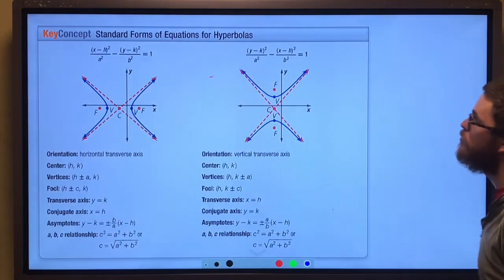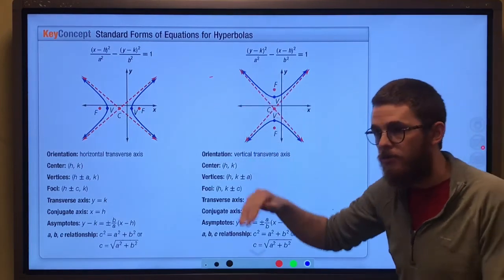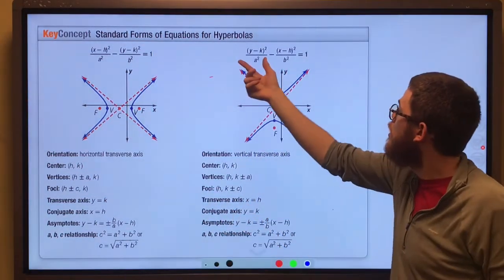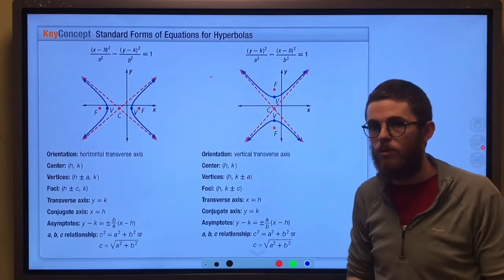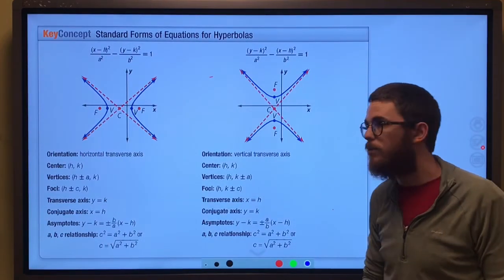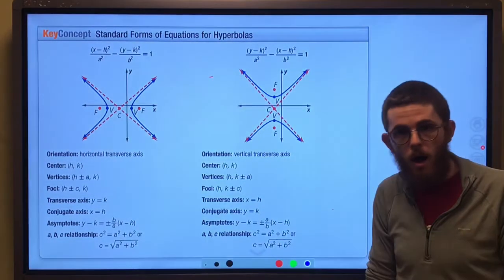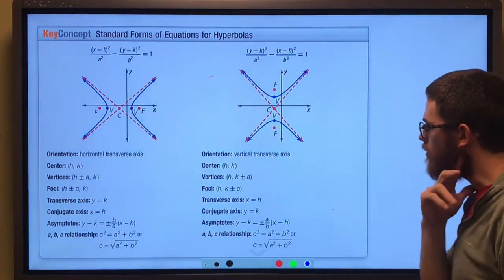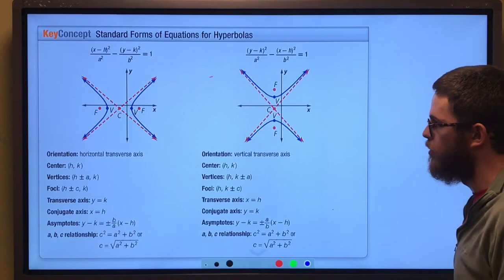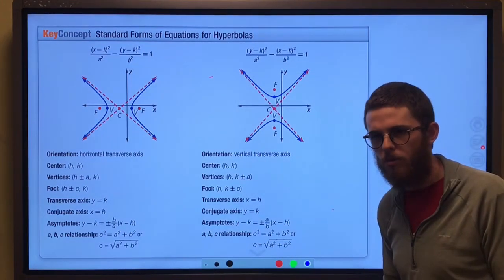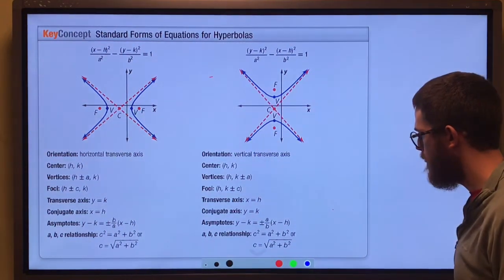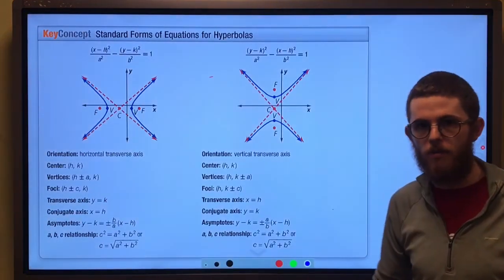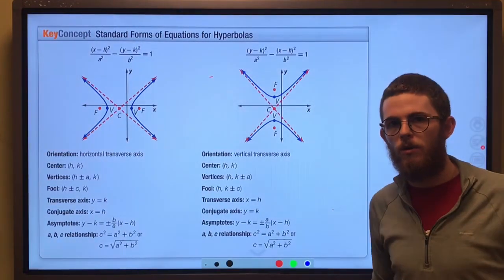The opposite is true if y is first. If it's the term with y minus the term with x, then we know A is affecting the y term, which means it's that vertical opening. So all that pretty much works like we would probably expect. All right, so that's the intro to hyperbolas. Now we'll look at some real graphs.